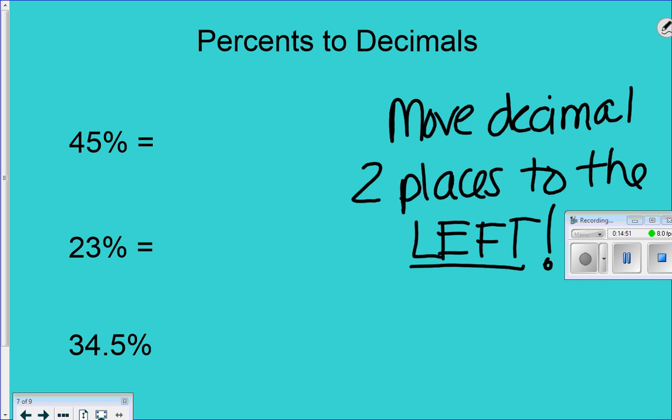Okay, so I have 45%. Where's my decimal in 45%? At the end, right here. Oh my gosh, if there's no decimal, it's always at the end. So, it's still a percent. I have to move this decimal 2 places to the left to make it a decimal. Now, that is 0.45 in a decimal.